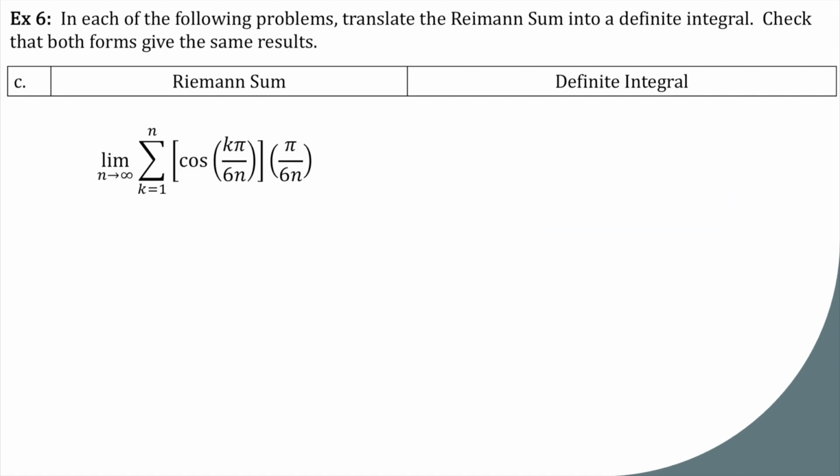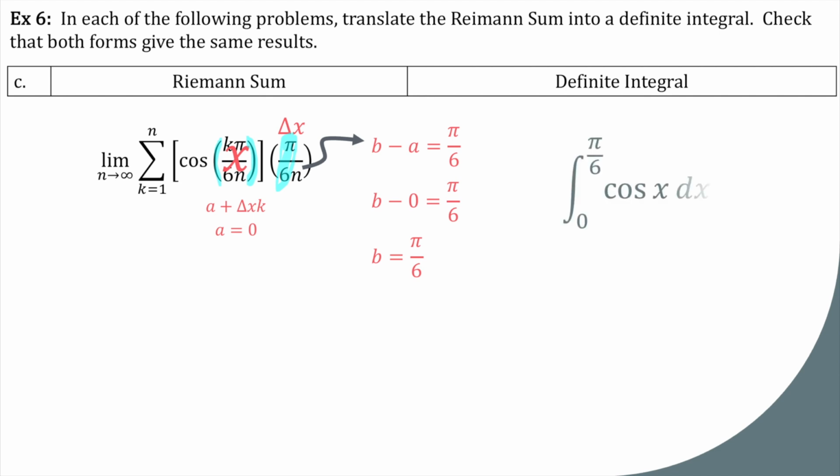This one looks a little bit scary. My delta x is in the same spot. My a plus delta x k is still within these parentheses, but my a is just 0, which means my b, oh, now look at this. We've got a pi over 6 right there. B minus a is pi over 6. A is 0, so b is just pi over 6. And there we have it, 0 to pi over 6 cosine x dx.